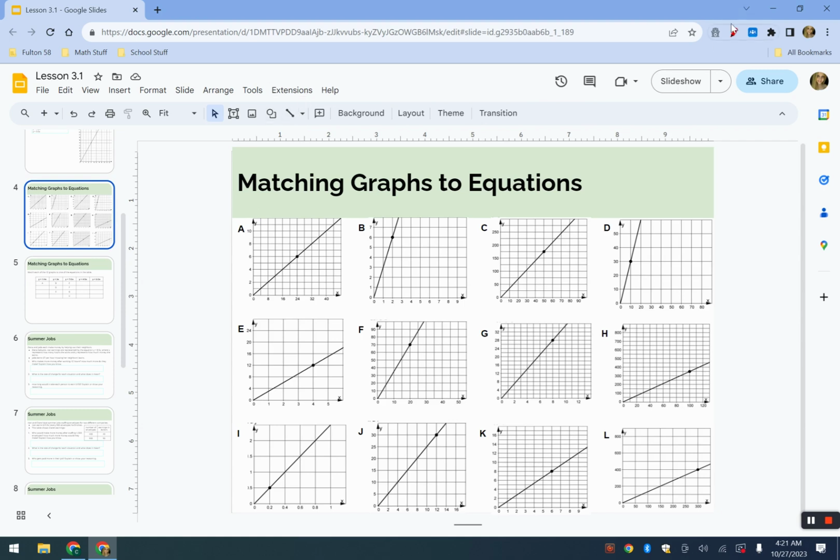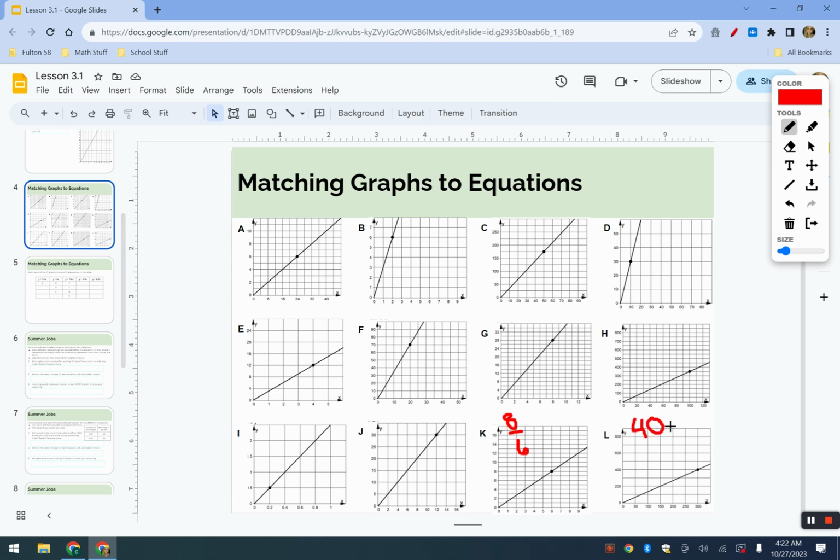K has a slope of 8 over 6. Both of these can be divided by 2. And then L is going to be 400 over 300. And both of those can be divided by 100. Okay, so K and L are going to be the same.